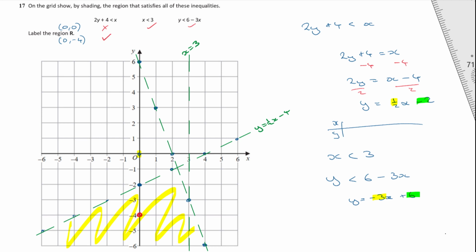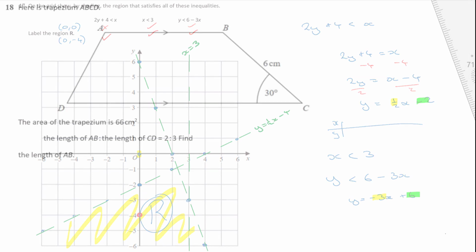Is x less than 3? Yeah, 0 is less than 3, so that one is true. Is y less than 6 minus 3x? Well, is minus 4 less than 6 minus 0? Yes, it's true. So that works for all of them, and I think we found our region. Our region is this yellow bit down here. So I'm going to label that region R, as they told me to, and then I'm done, aren't I? So that's the region R. Question 18.